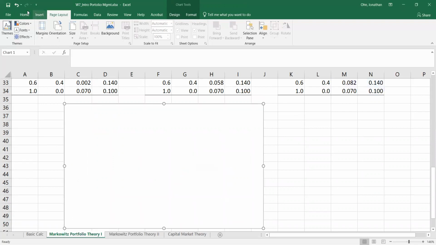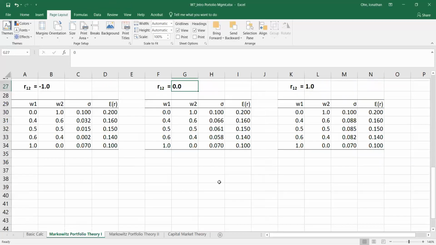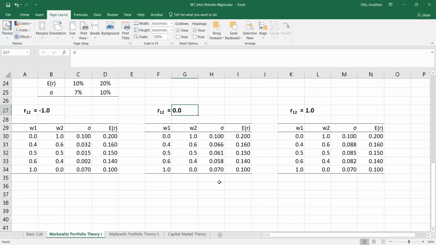Oh, wait. Okay, now, let me show you. I think you know how to do the calculation, right? What I'm going to do is show this portfolio's risk and portfolio expected return graphically.